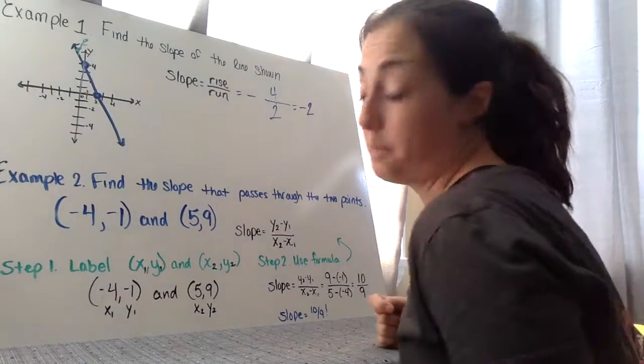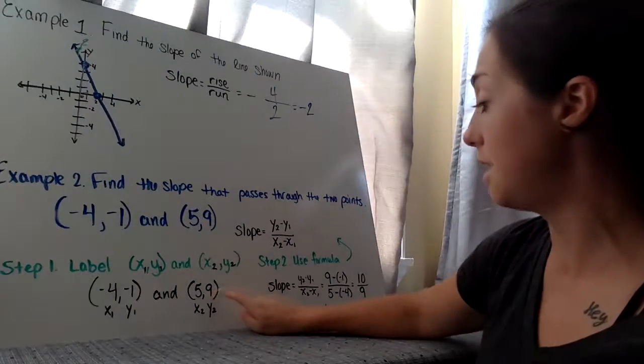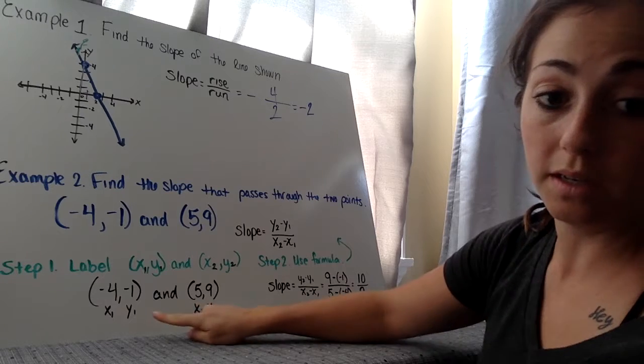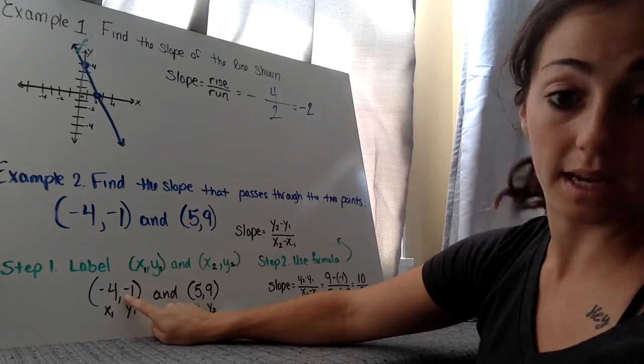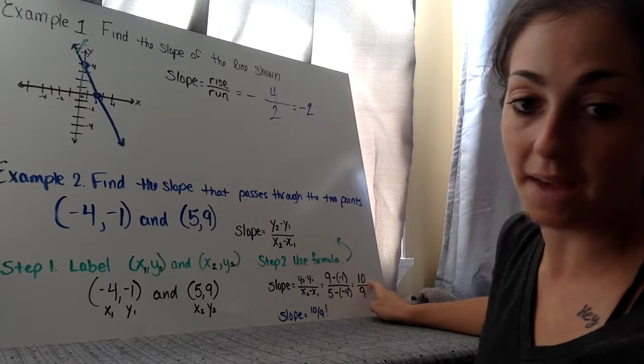Step 2, use formula. So it's y2 minus y1. Well, what's y2? Here it is, it's 9. Minus, it's in the formula. What's y1? That's this one, -1. So 9 minus -1, that's 9 plus 1, and that's 10.